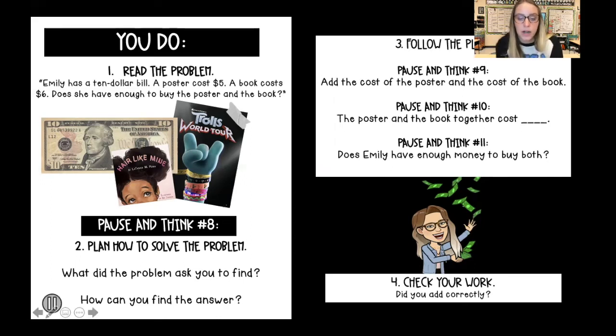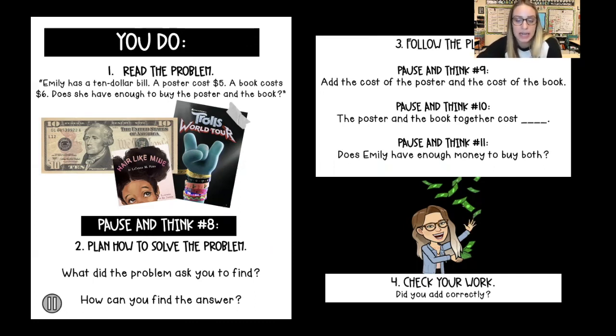For the third part, it says follow the plan. So whatever plan you created for number 2, you're going to use for number 3. Pause and think number 9. Add the cost of the poster and the cost of the book. So you'll go back to the problem and see how much the poster cost and how much the book cost, and then you're going to add those two together. So go ahead and pause the video here, answer that question, and press play when you're finished.